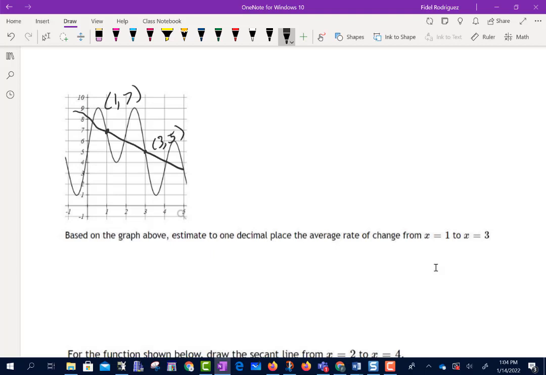And what we are doing is we're finding the slope of this line here. So again, we're going to find our rate of change, right, which is the slope of the secant line. And let's go ahead and do it to it.